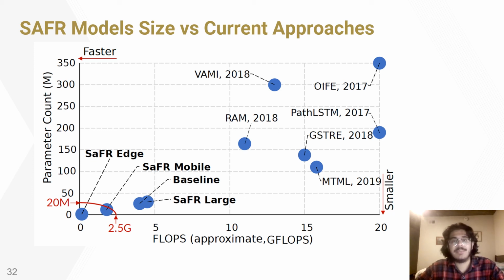Now, in a previous slide, we had shown our models alone. Here we compare our models against some existing approaches like OIFE, which we mentioned had 20 subnetworks, RAM, which is a region-aware model that had 3 subnetworks, and MTML, which is a multitask mutual learning method that had 4 submodels.